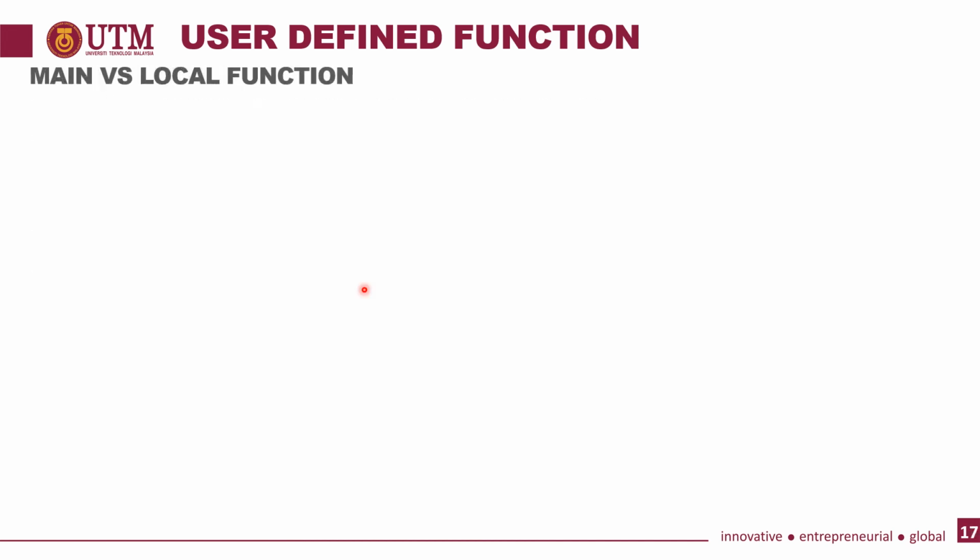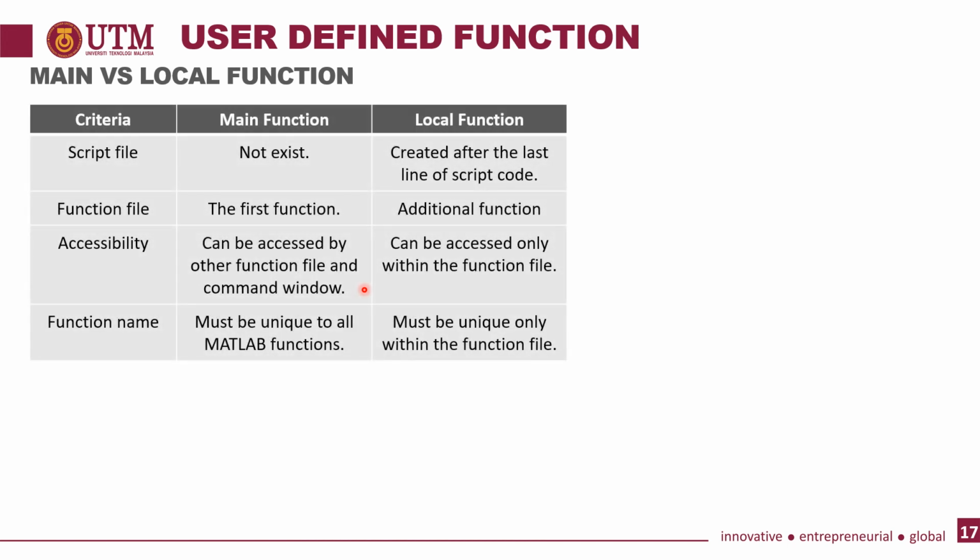All right, so next let's take a look at the differences between main and local function. The first criterion of main and local function is script file. The script file in main function doesn't exist. We don't have any script file for main function. But for local function, we can have a local function inside a script file, which is created after the last line of script code. After you initialize the variable, you can create a local function inside the script file.